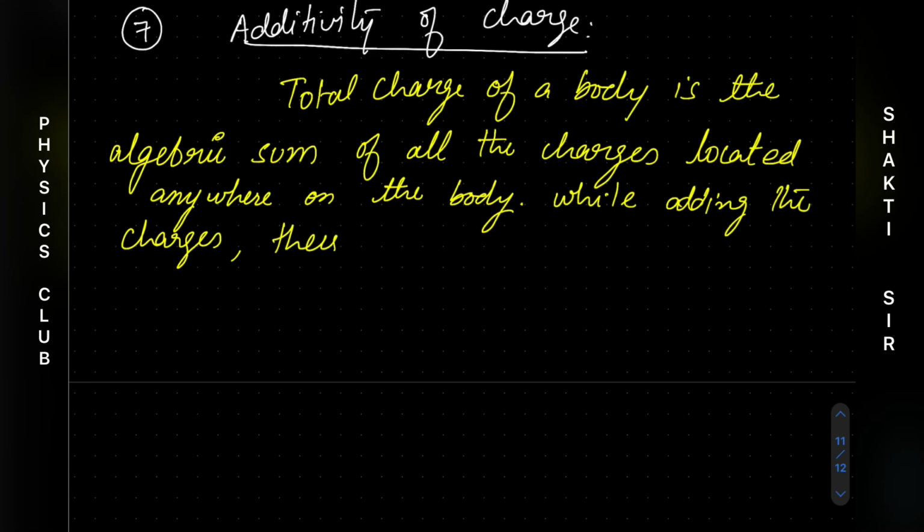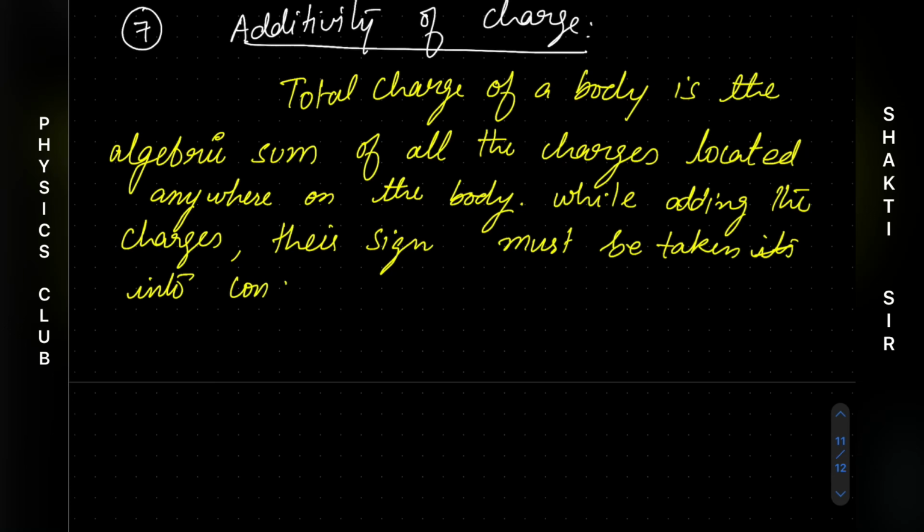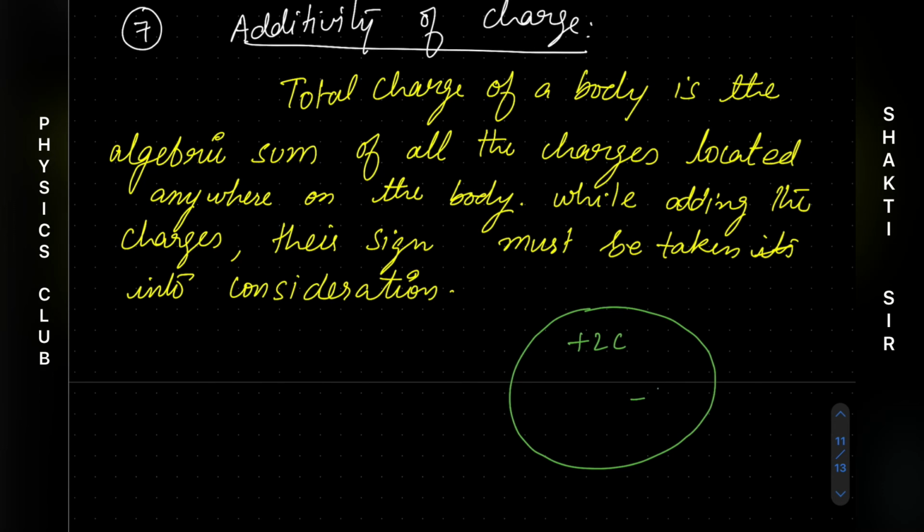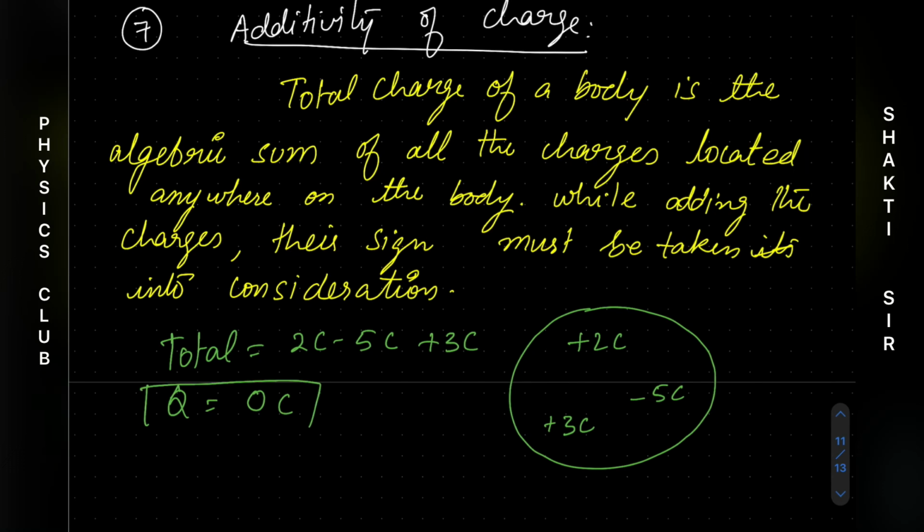Let's consider a small example where we have an object having some particular charges on it with specific signs. It's 2 coulomb, minus 5 coulomb and plus 3 coulomb. So the total charge is 2 minus 5 plus 3, and it equals 0 coulomb. That's all for the properties of charge.